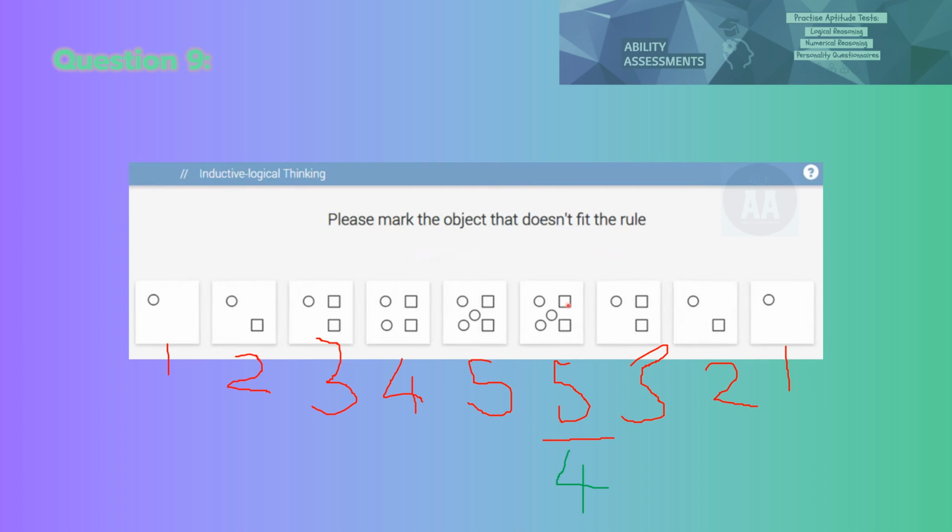So what we know is that this is the object that doesn't fit the rule, and we also know that it should have been 4 shapes inside the object, not 5. Don't pay too much attention to the different shapes or the split between circles and squares in each object. This seems to be quite random and it's only there to distract you. So focus on the quantity rather than the individual shapes itself for this one.